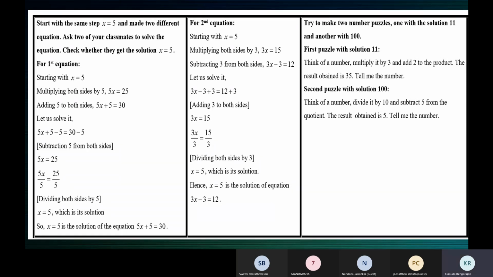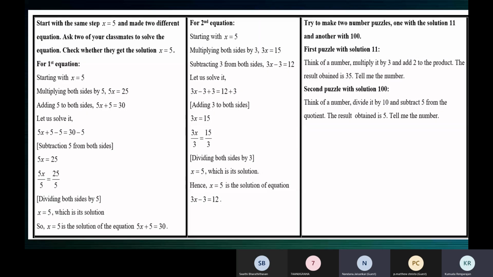Still have some doubt, children? No, ma'am, no doubts. Okay. Nandana, your voice is very low. I can hear you, but not clearly. Ma'am, now can you hear me? Yeah, tell me.